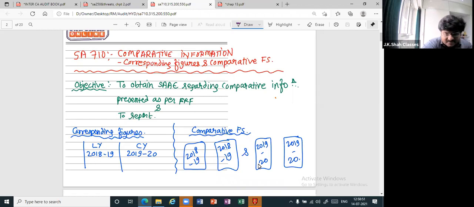Previous was better. Counterfoils means copies. That is the meaning of counterfoils. Shri, how's that?